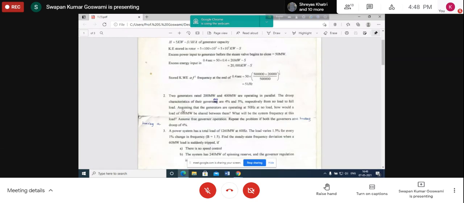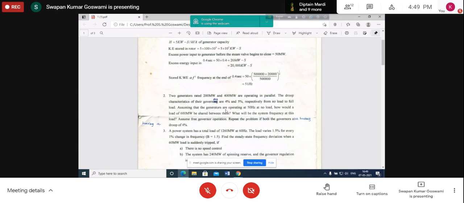Okay. Now, another problem, which is not solved. We can easily solve it. That's why the solution is not given here. Two generators rated 200 megawatt and 400 megawatt are operating in parallel. They are connected to a common bus, and obviously they are supplying power to the common load. The group characteristics of their governors are 4% and 5% respectively from no load to full load. The 200 megawatt generator is 4%, the 400 megawatt generator is 5%.